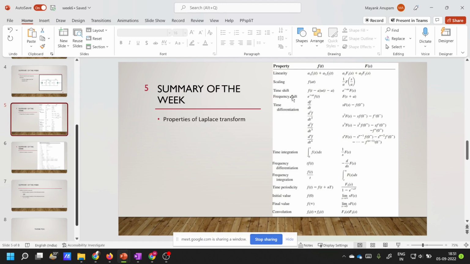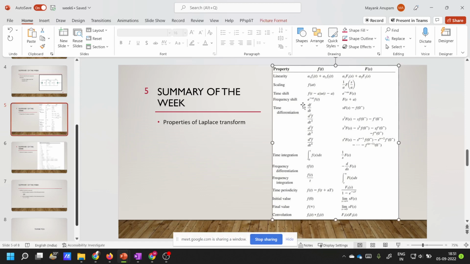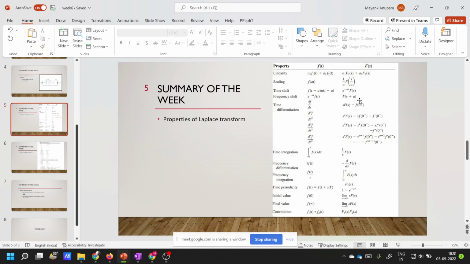So this is here, right? This is the property here. Can you see this frequency shift? e to the power minus at f of t is transformed to F of s plus a. Fine. This is the property you used, right? When you go the other way around, if it is multiplied in the frequency domain, the time shift is with a sign which is exactly the same as the sign here. Here the sign is inverted, right? It is minus a here, but it becomes plus a here. But here you see minus a transformed to minus a only. Okay, so this can be confusing, so you should remember this.